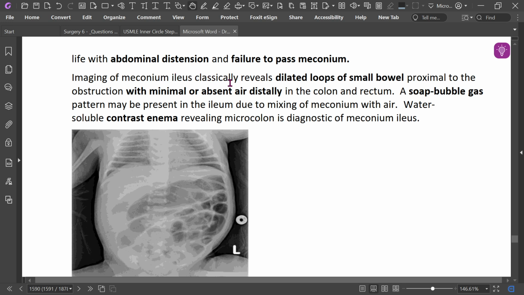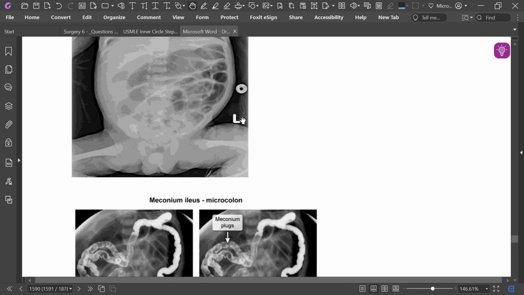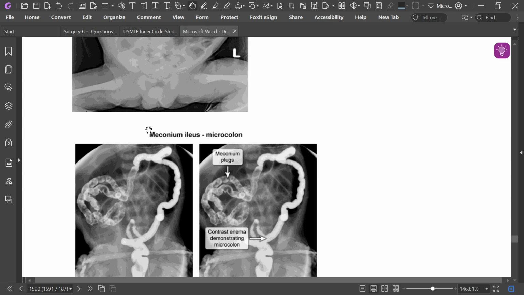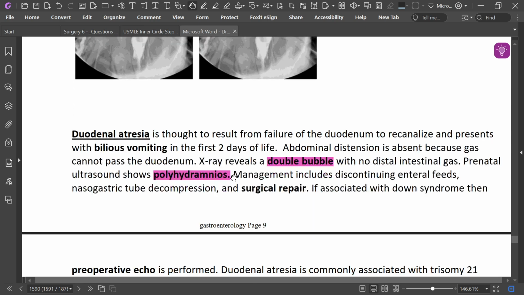Imaging of meconium ileus classically reveals dilated loops of small bowel proximal to the obstruction, with minimal or absent air distally in the colon and the rectum. A soap bubble gas pattern may be present in the ileum due to mixing of meconium with air. Water-soluble contrast enema reveals the microcolon. This is meconium ileus, this is microcolon, meconium plaques. This is a contrast enema demonstrating meconium plaque.